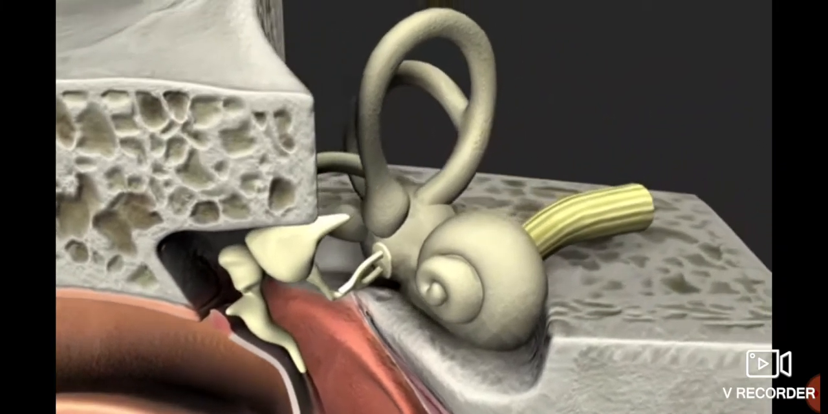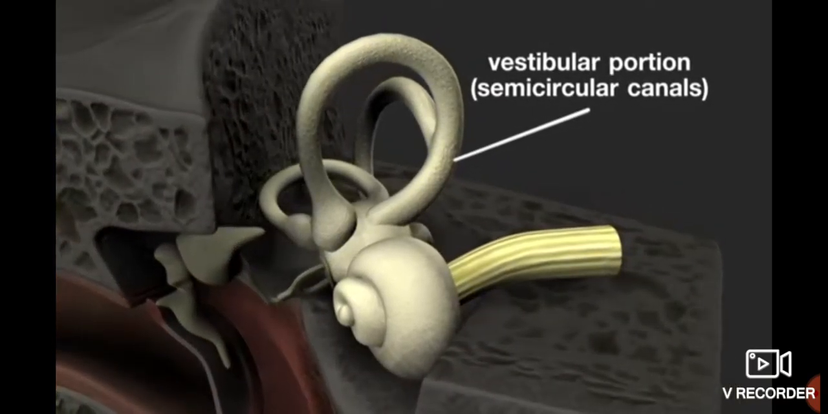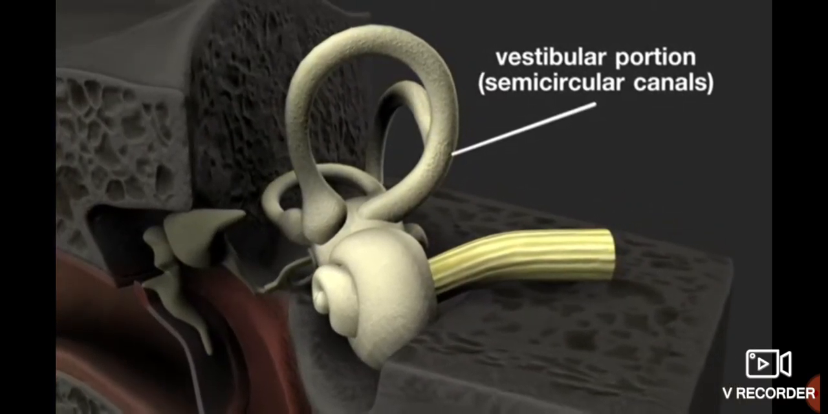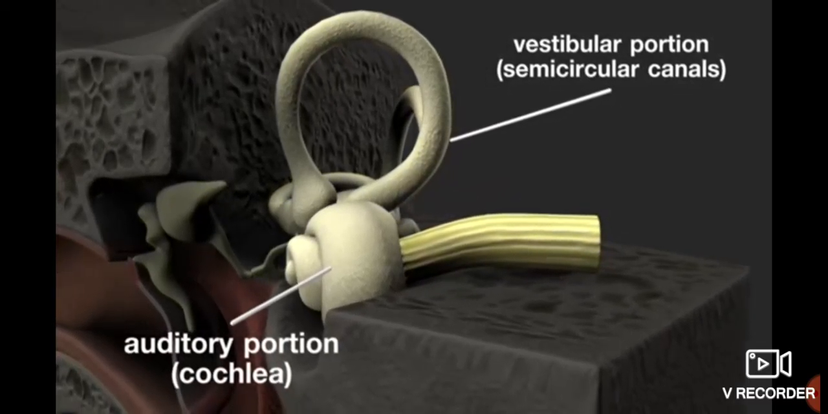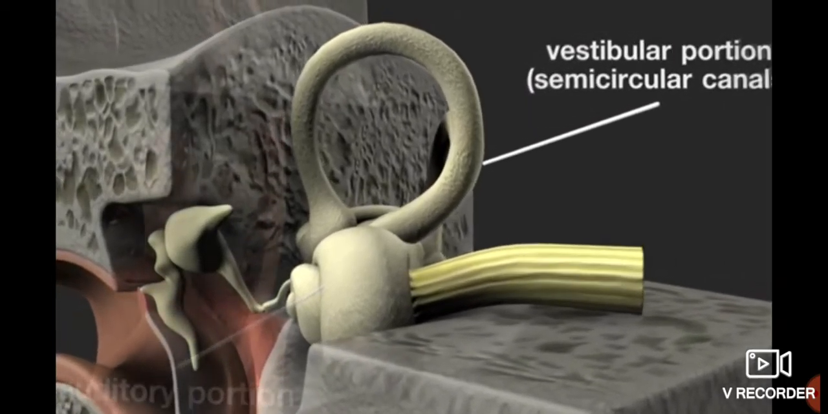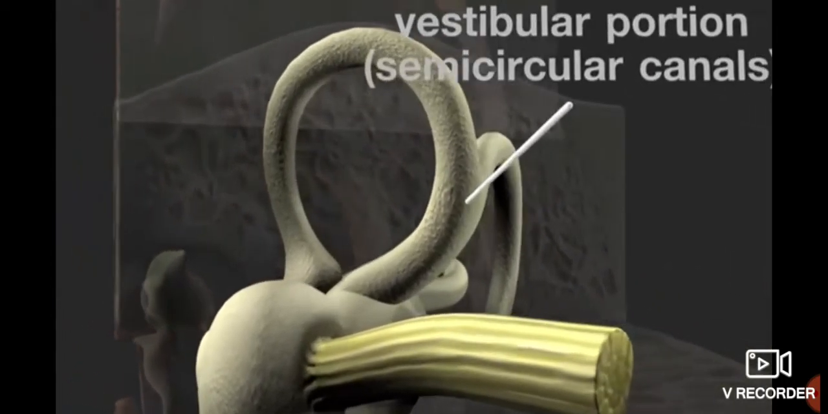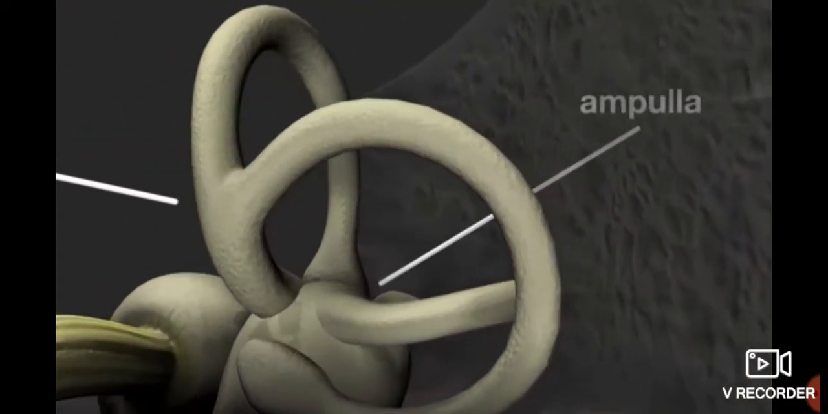As you can see here in the diagram, the inner ear has two distinct portions: the vestibular portion, called the semicircular canals, and the auditory portion, called the cochlea, which is concerned with hearing. The vestibular portion is made up of three semicircular canals, as you can see here.